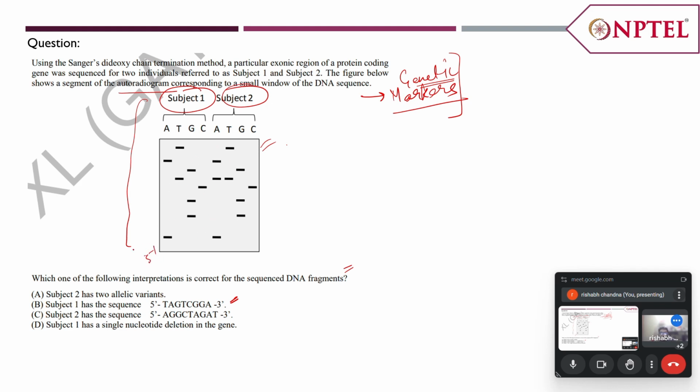Okay, so this would be A, then it would be G, again G, then C, then T, then again G, A, and then T. Now for subject 2, what will be the sequence? It's A, G, G, then C. Then at this position there can be A or T because both the bands are there. Okay, and then we would have the G, then A, and then T. Okay, so now what will happen if we see this?